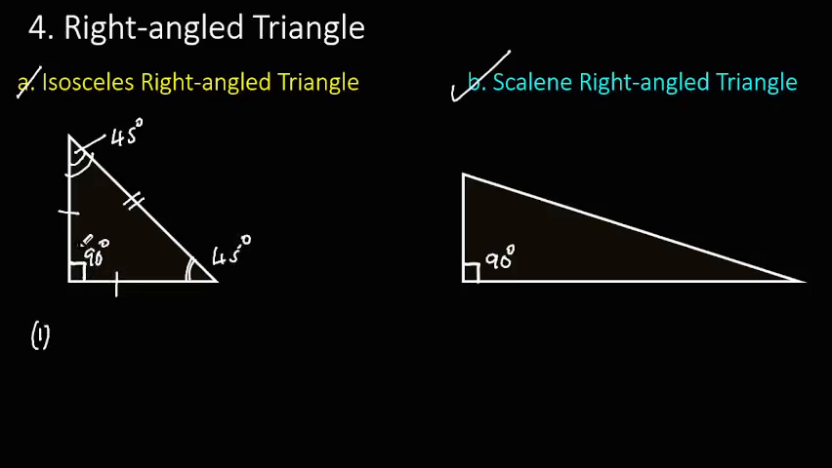So which means we have the following features. That is one of the angles, and I'm going to use some letters here to represent that. I'll use X, Y, and Z. So you see one of the angles, which is Z, is equal to 90 degrees. Then angle X should be equal to angle Y, and each must be equal to 45 degrees.